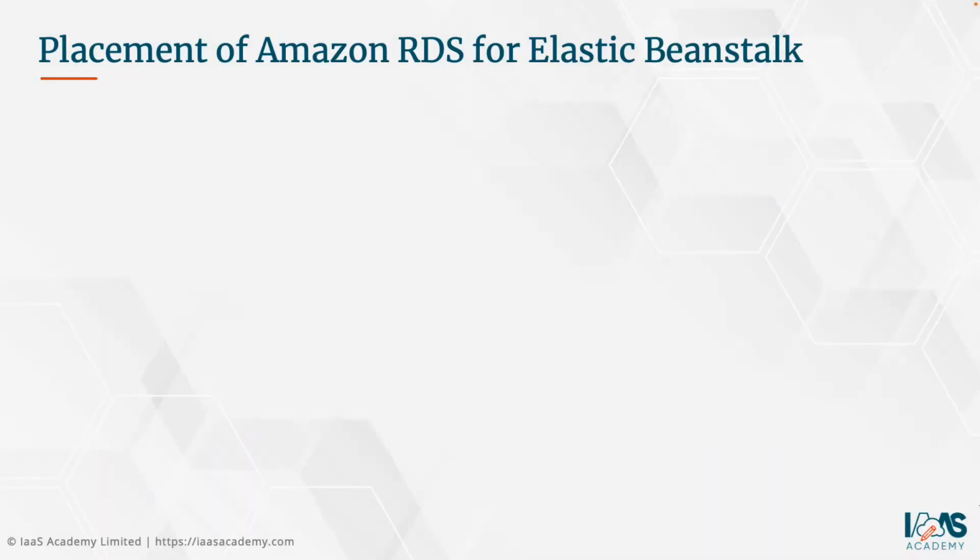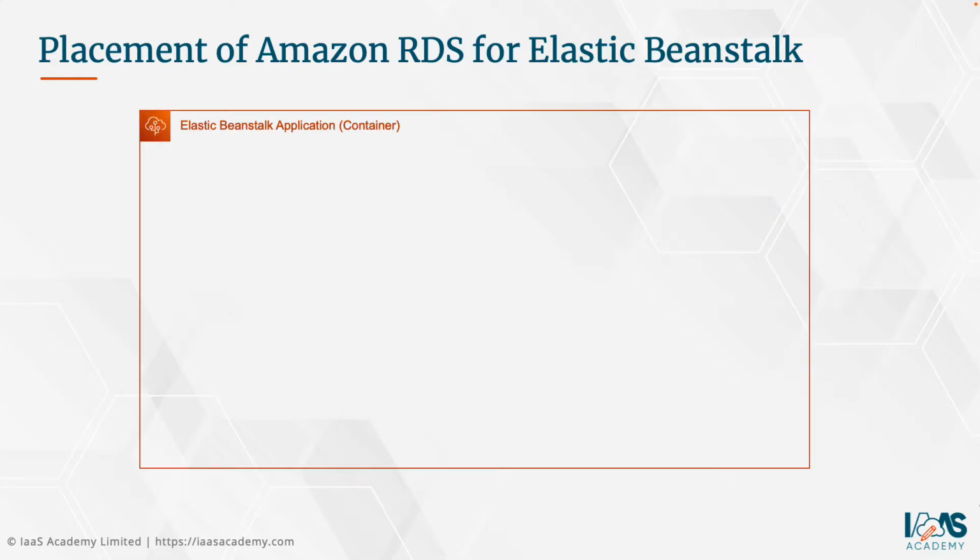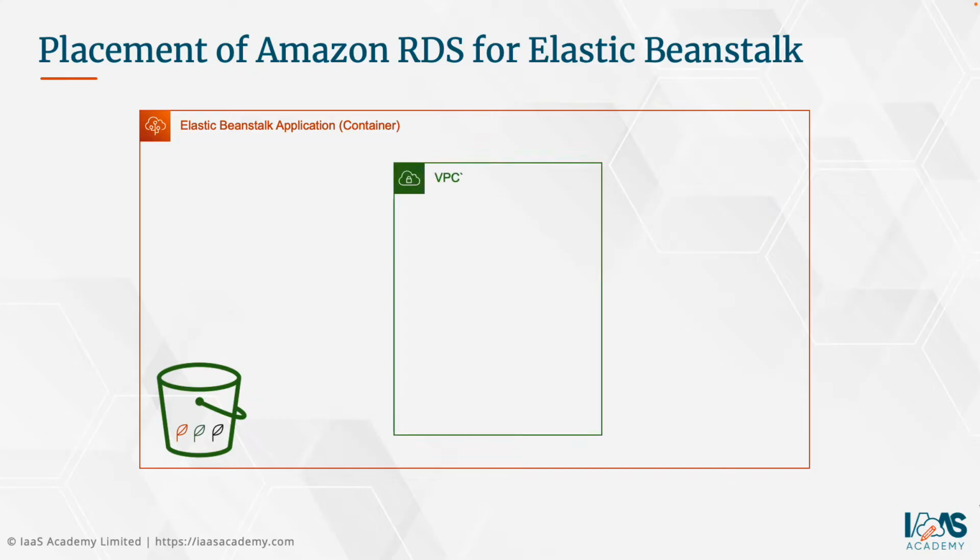Now, within a standard Elastic Beanstalk deployment, Elastic Beanstalk will provision for you the application. Okay, so that's the container, the S3 bucket to host your application code, your bundles, and the versions of application code. When configuring your environment, you can actually specify an existing VPC to deploy your application into, or on the fly, set up a brand new VPC.